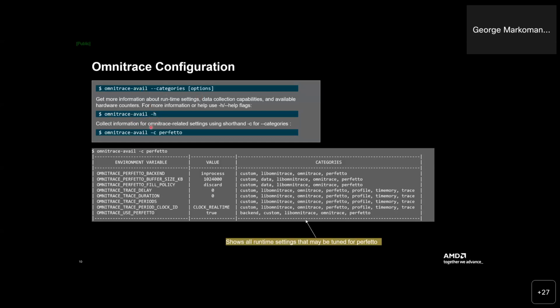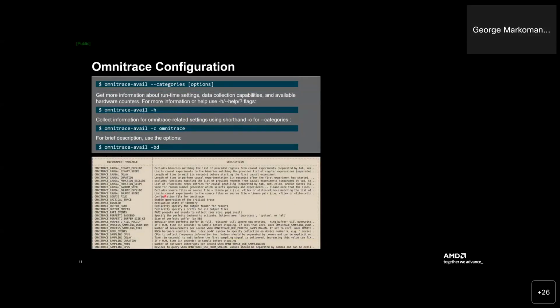And I'll collect information for the categories for Perfetto. I can do -c Perfetto, for example. And then with this command you can see the options for Perfetto, the environment variables, their values, and which categories they belong to. Now, the configuration file basically has environment variables and their values, okay? And I will show you the way to see what the options are and how to create, of course, one.